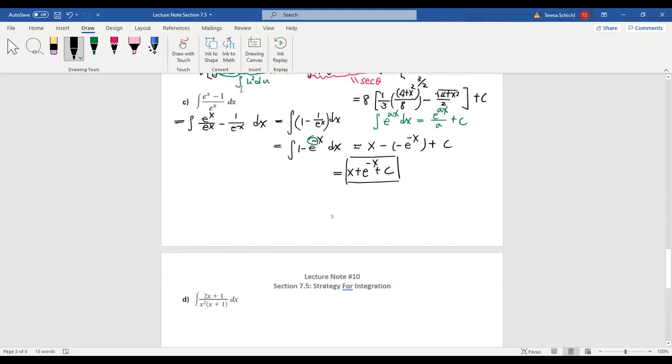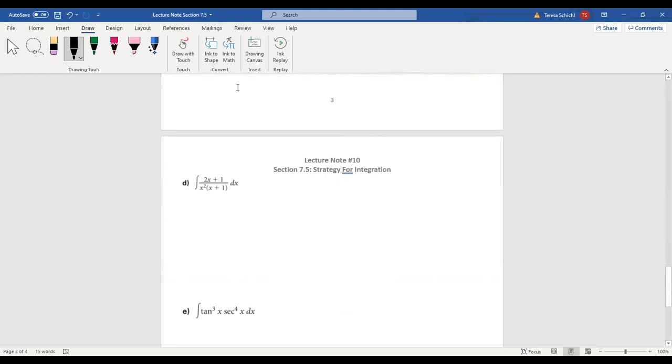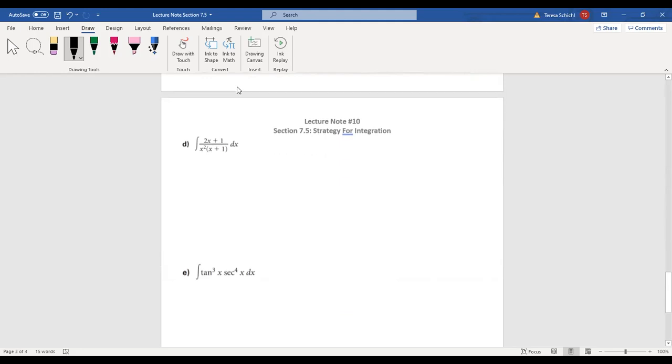Okay, now let's take a look at part D here. Part D, I have 2x plus 1 over x squared times x plus 1. This one looks like a rational function.